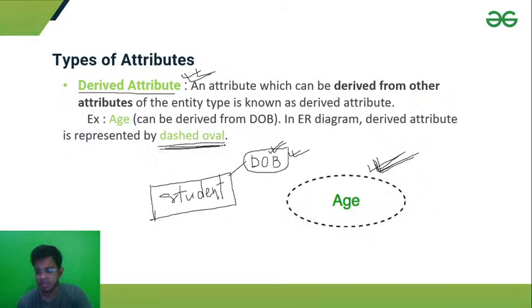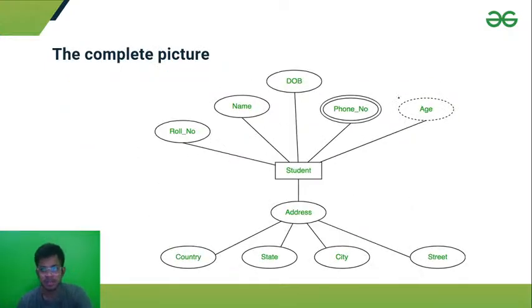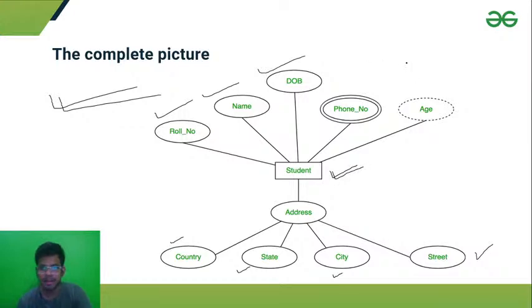Okay, so let's go ahead. This is the complete picture. It shows the entity and its attributes and the different types of attributes. I think it is clear to you. If I ask what the simple attributes are here, you will say roll number, name, date of birth, and country, state, city, street are all simple attributes, right? What is the entity here? Student is the entity, right? What is the derived attribute here? Age is a derived attribute.